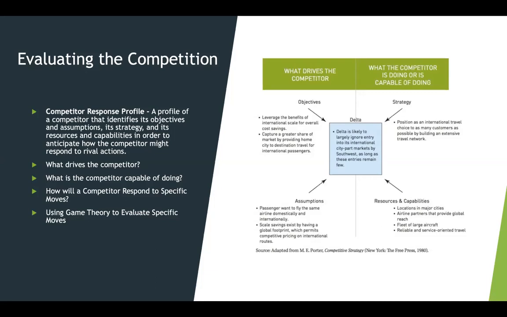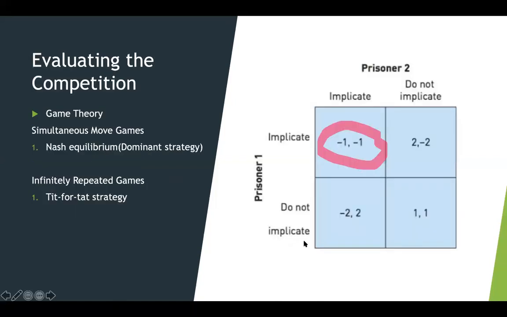Before I move to the game theory, the last step of evaluating the competition, do you have any question here? No? Okay, good. So let's move on to the game theory. How many of you learned game theory before?